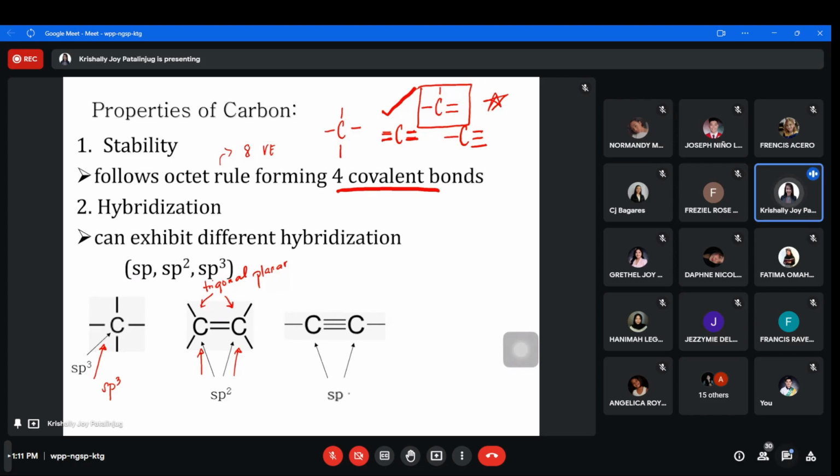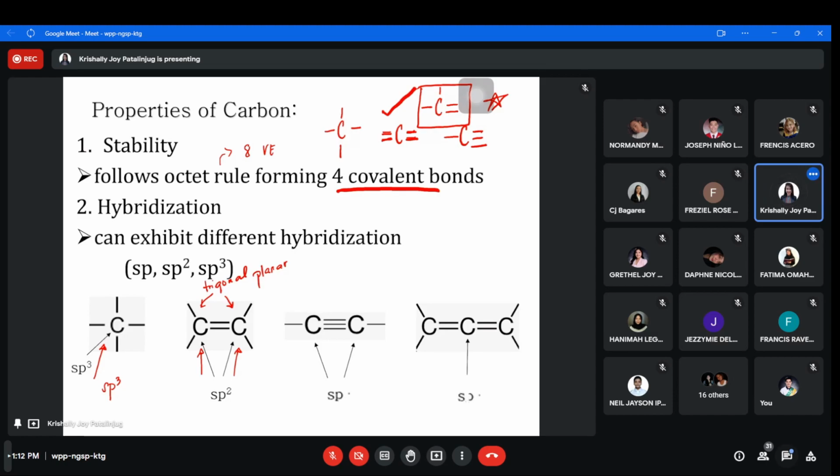Another structural feature ng carbon atom for it to be considered sp hybridized is ito, yung being labeled sa gitna. Kapag ang carbon atom meron siyang dalawang double bonds na, if it carries two double bonds surrounding it, then that is sp hybridized as well.